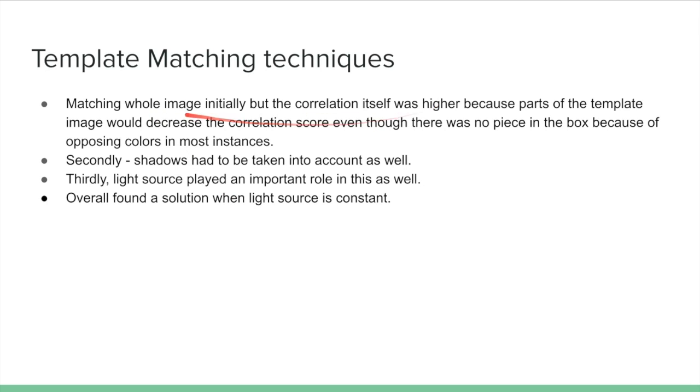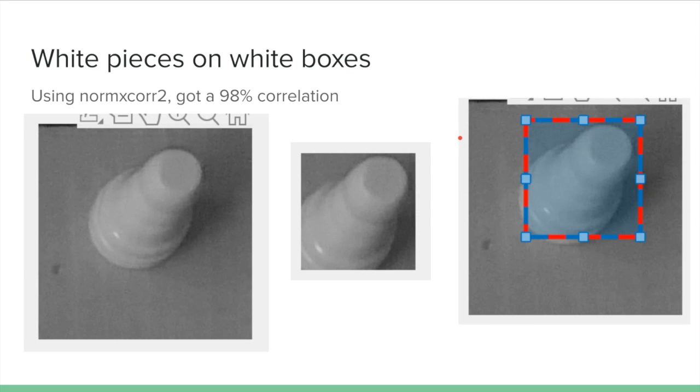Matching the whole image, the correlation itself was higher because parts of the template image would decrease the correlation score, even though there was no piece in the box, because of the opposing colors in most instances. What this essentially means is that, for example, if you take this image into consideration, this is the picture of this specific square in the previous state, and this is the final state of the image. And again, these are control images, which means there was no change of location of the pieces.